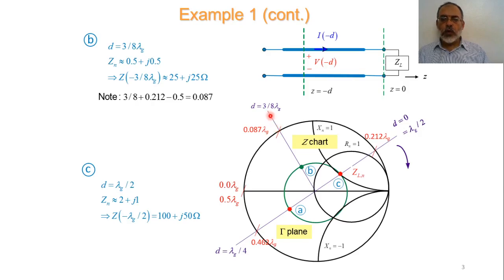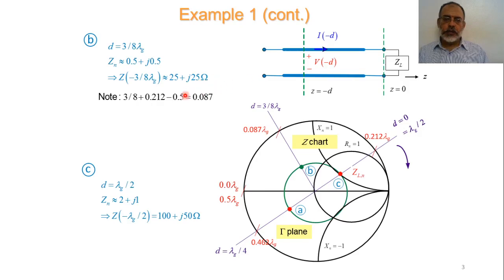And from this 0.087 lambda, we extend the line from this point to the center of the Smith chart, and the intersection with the constant gamma circle will correspond to the input impedance in this case. So the normalized input impedance would be 0.5 on the R circle here, and the arc here would be j0.5. By multiplying by Z naught, the input impedance would be 25 plus j25 ohms.